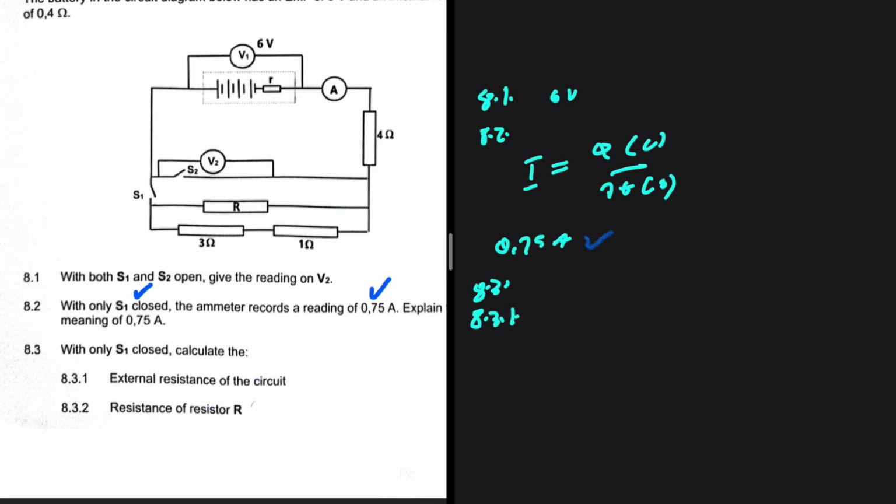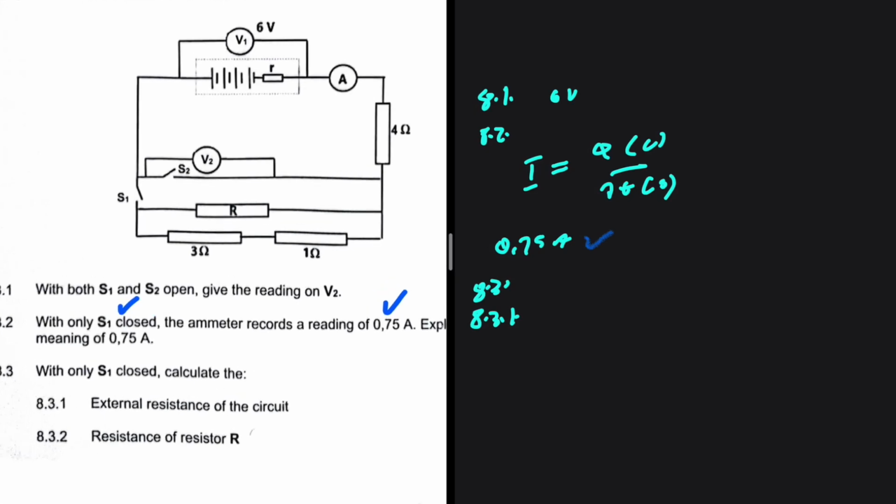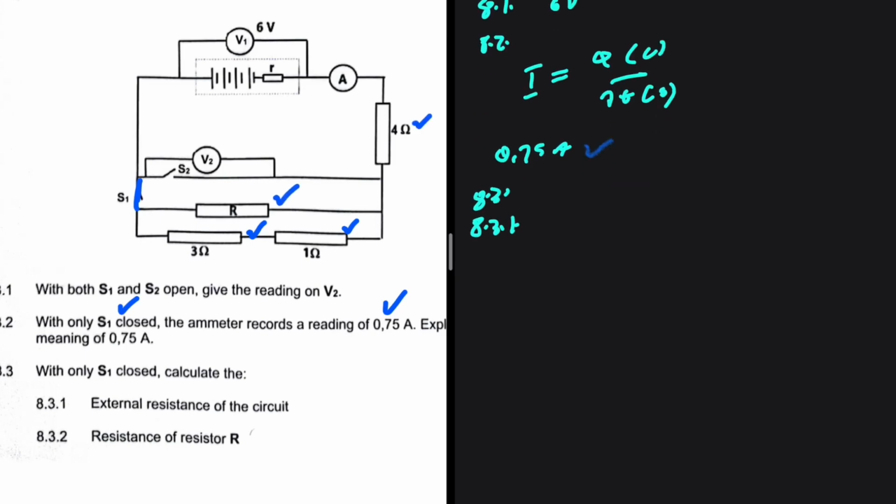Anyway, let's go to 8.3.1. With only S1 closed, calculate the external resistance of the circuit. So let's go ahead and close S1 and see what happens. If S1 is closed, then this 3 ohm resistor and the 1 ohm resistor are parallel with the resistor R. So we can say that the EMF is equal to I multiplied by R external plus the internal resistance.